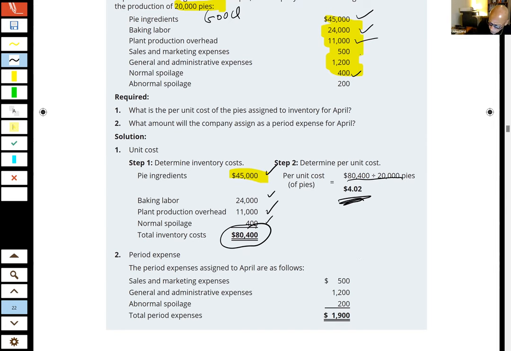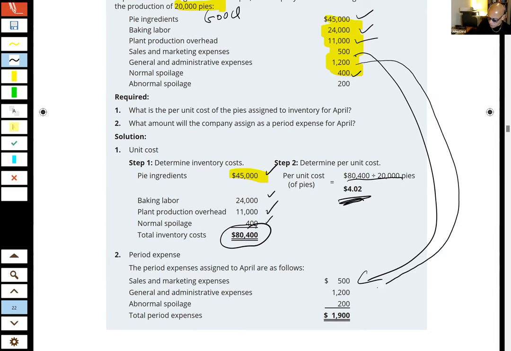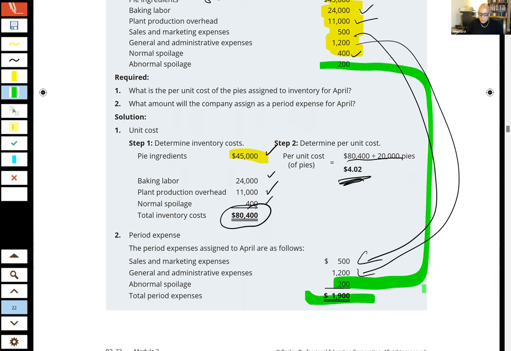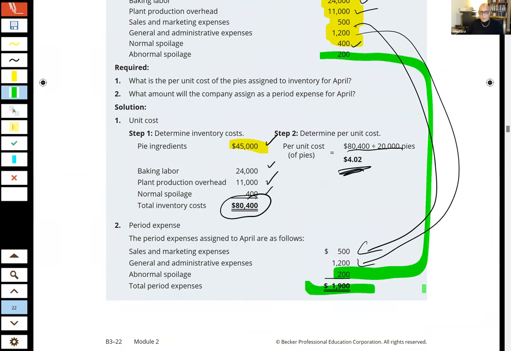Period expense, well, we already said that sales and marketing is a period expense. General and administrative, we've been saying is a period expense. And it's really all that just to get me to remember that our abnormal spoilage is a period cost. Something happened in that period. It's abnormal and we don't expect it to happen again, so it needs to hit the income statement in the period that it occurred.